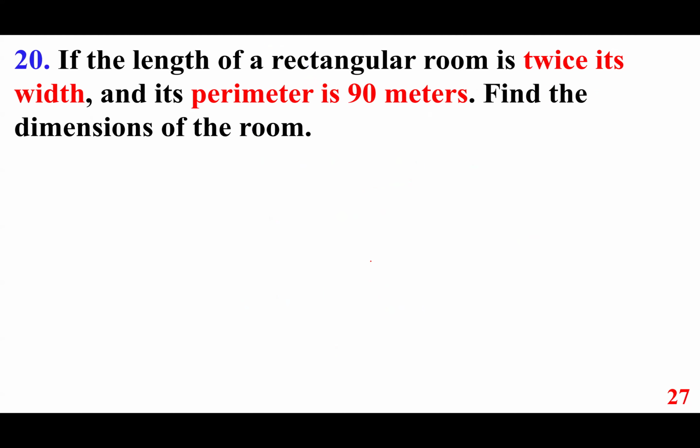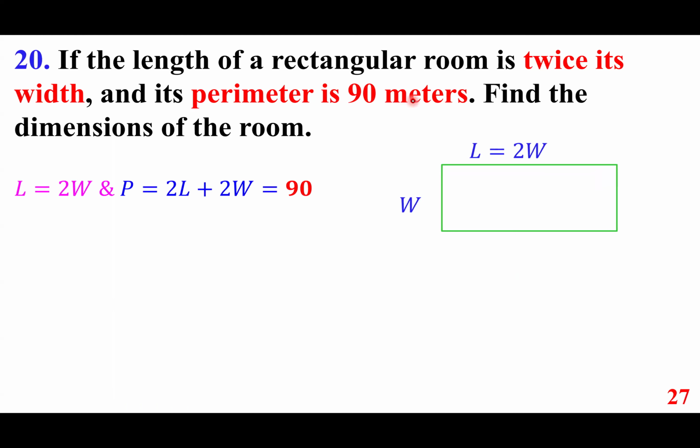If the length of a rectangular room is twice its width, and its perimeter is 90 meters, find the dimensions of the room. So we have a rectangular shape. Here's the width, here's the length, but the length is 2 times W. So if the length is 2 times W and the perimeter, which is 2L plus 2W, equals 90, so this says 2L plus 2W is 90.